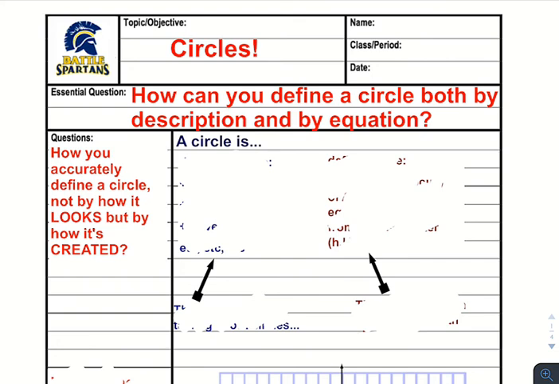But your goal by the end of these notes will be to explicitly be able to define a circle both with a description and by an equation. And if you're listening to my intro, be able to quantify stuff with circles, meaning do some calculations with them. So let's start with this. How do you actually define a circle? Not only by how it looks, but how it's created.